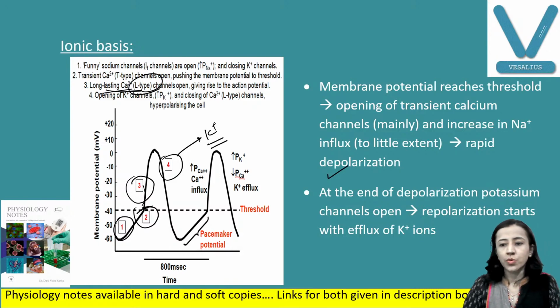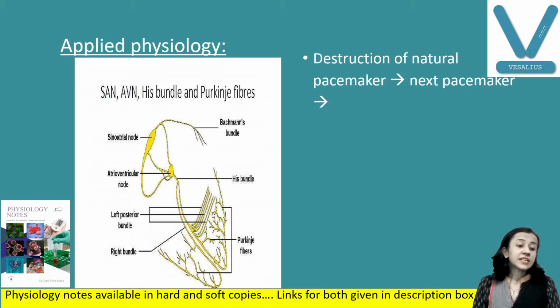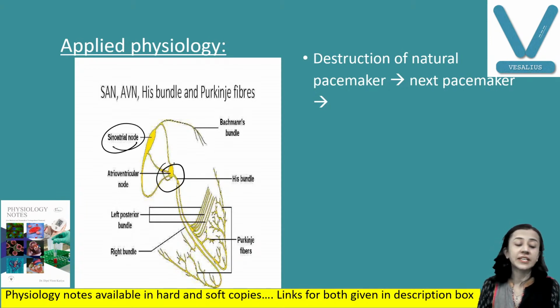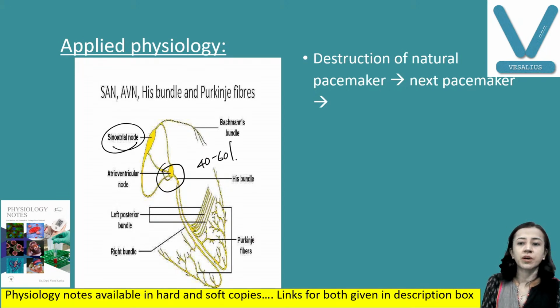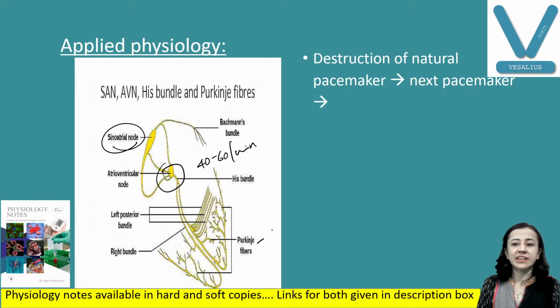Okay, now when the natural pacemaker is destroyed, what happens next? Suppose SA node is destroyed, then your AV node becomes the pacemaker, but the rate of generation of rhythm is slow as compared to SA node. This is about 40 to 60 beats per minute, and if it is also destroyed, then Purkinje fibers, their rate is about 40 beats per minute.